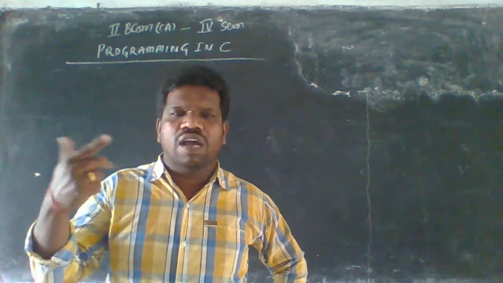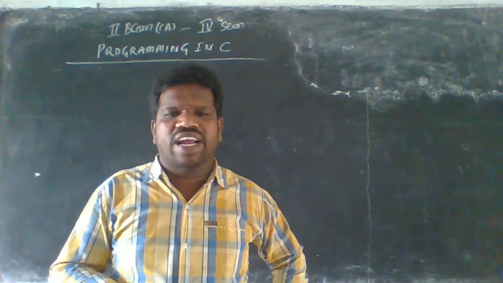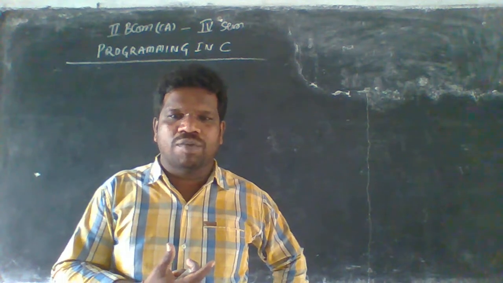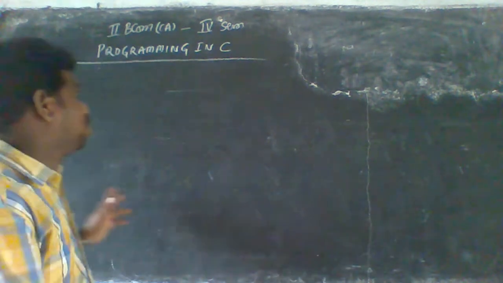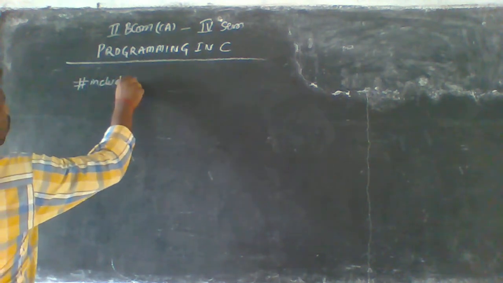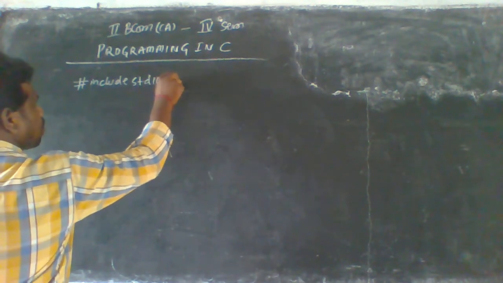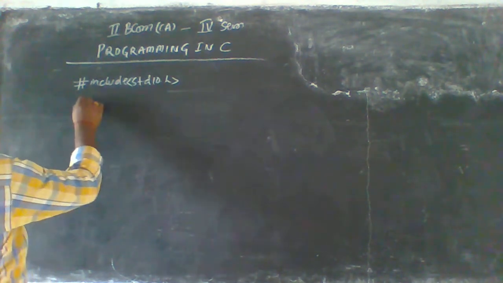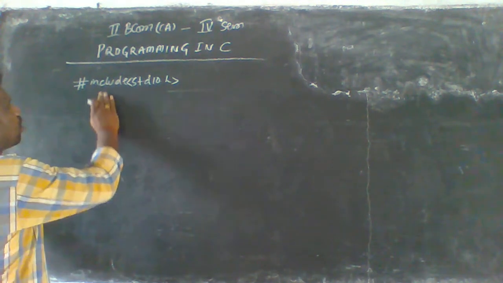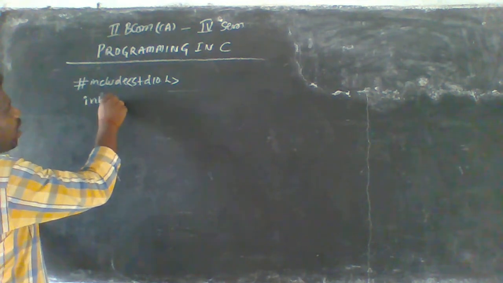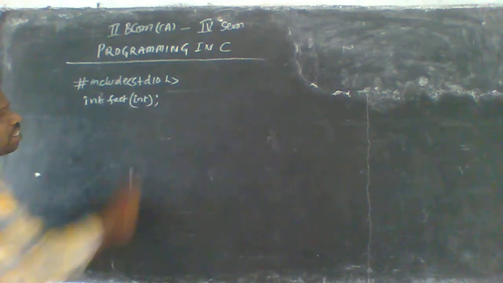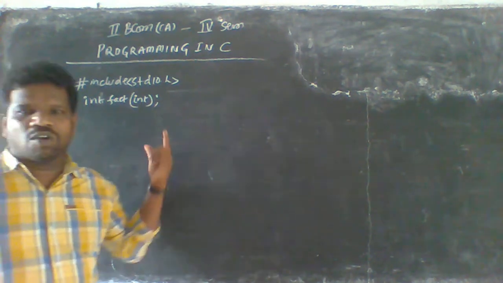Then we have to write the int fact int n function. Okay, so see here we have to write the program. So hash include stdio.h. In this section, we have to specify the global declaration, that is int fact of int, and we specify the semicolon at the end of the global declaration.